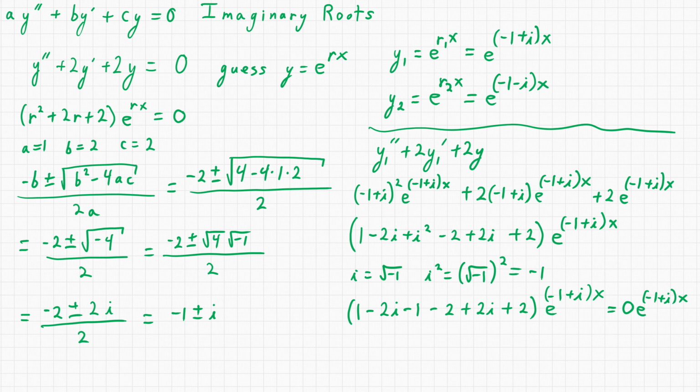And that's what it's supposed to be, right? So this is 0, the right-hand side of the differential equation was 0. Even though this is e to a negative number times x, and the differential equation doesn't have imaginary stuff in it, this does solve the differential equation.